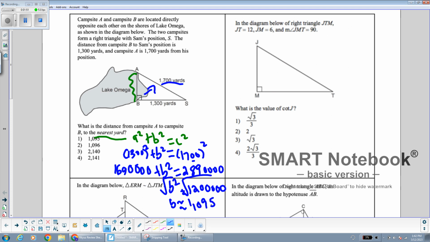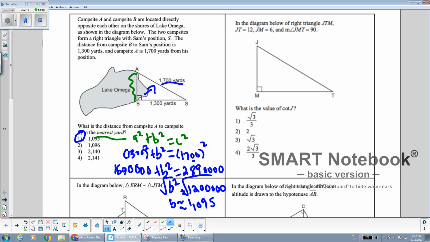1,095 yards, because I got 1,095.4. So that keeps it the same, because we're not rounding up. We only round up when it's 5 or above. So 1,095.4, keep it as 1,095. That's rounded to the nearest yard.